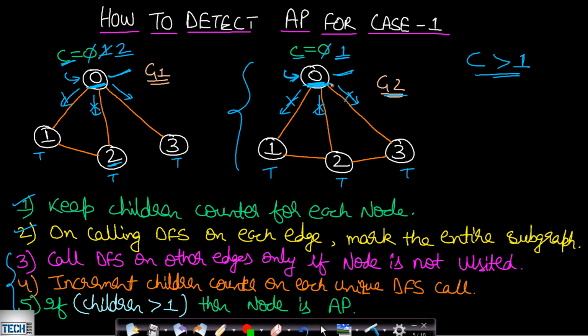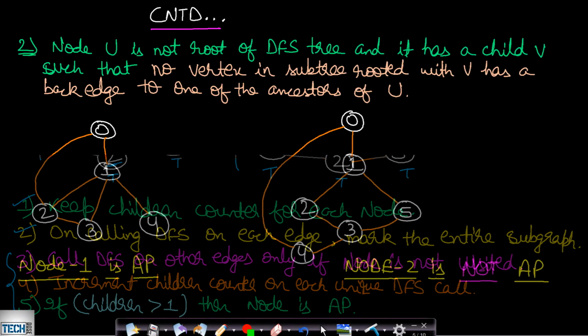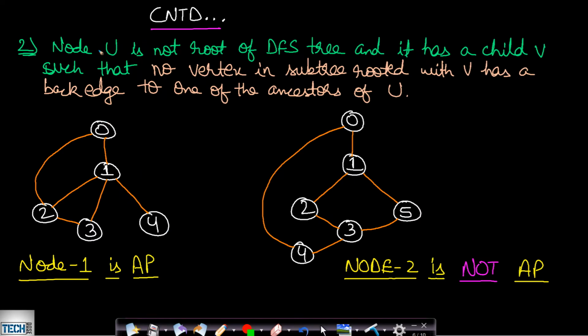Now what if your node is not a root node? Well, that falls under case 2. Node U is not the root node of the DFS tree and it has a child V such that no vertex in the subtree rooted with V has a back edge to one of the ancestors of U. This might not be very obvious when you read it once, but I would recommend you read it at least 5-6 times and think about it in order to get a better understanding.